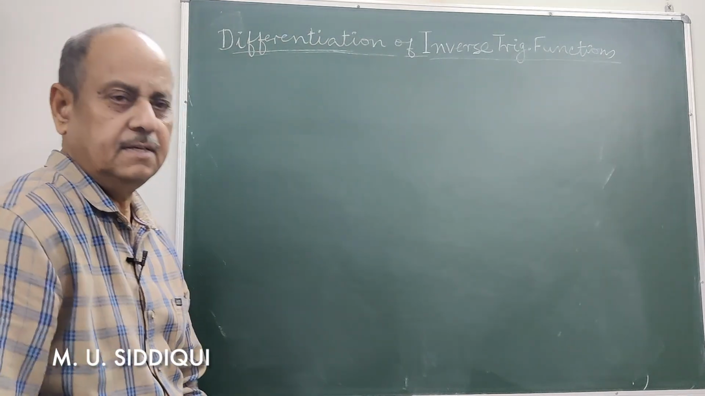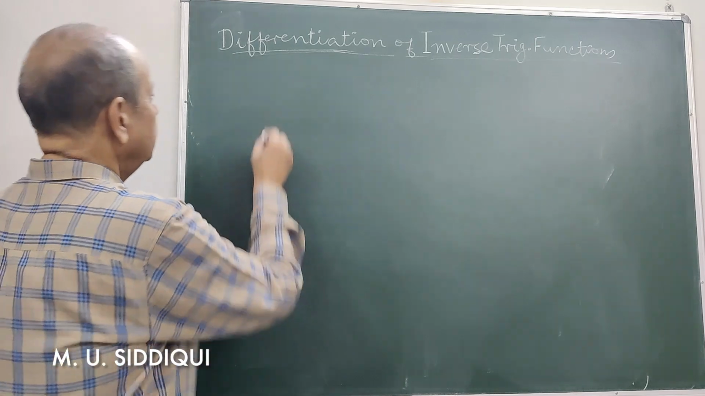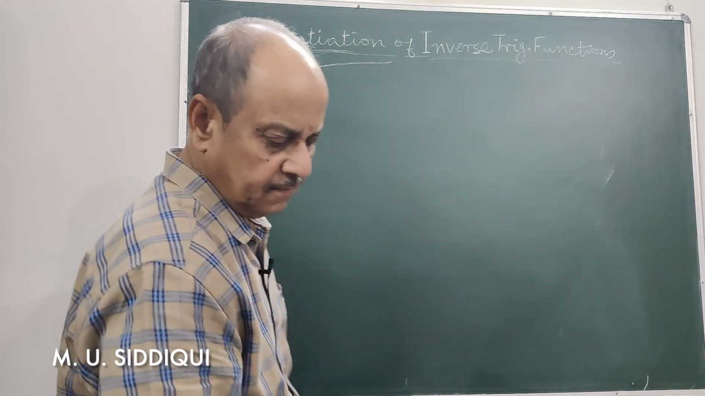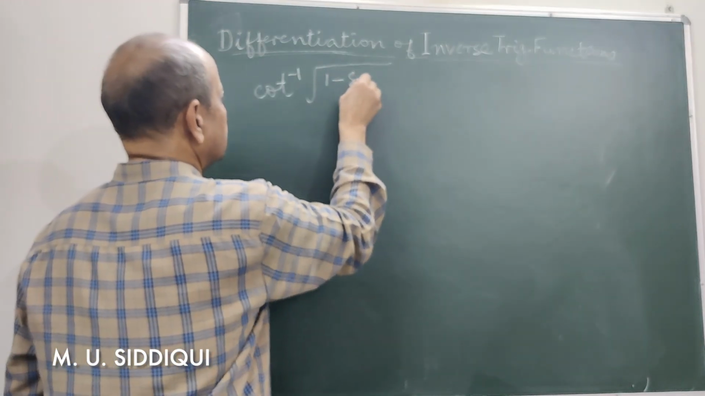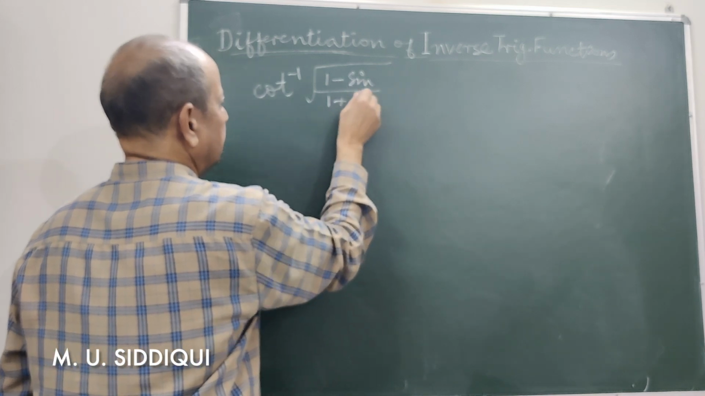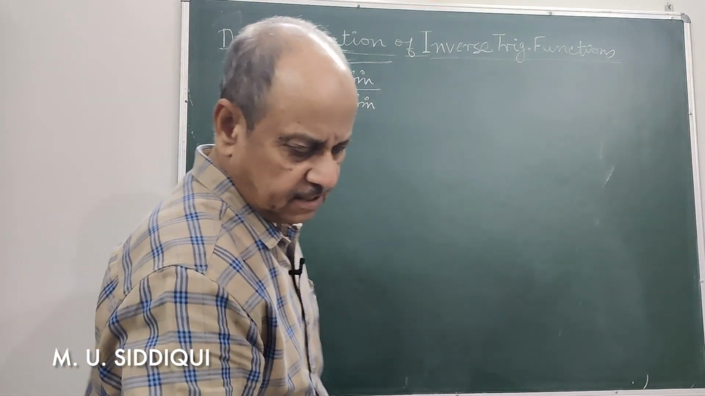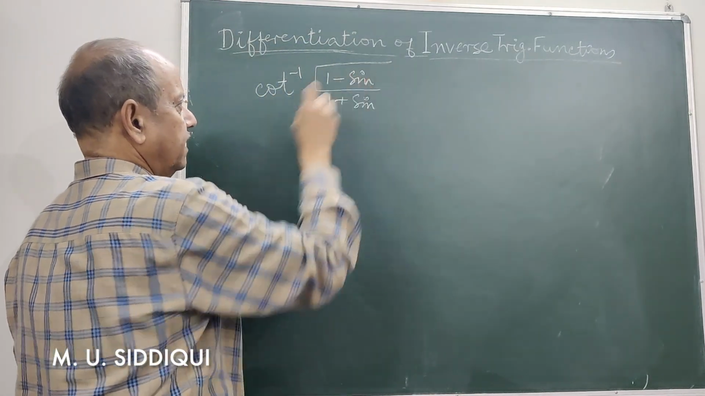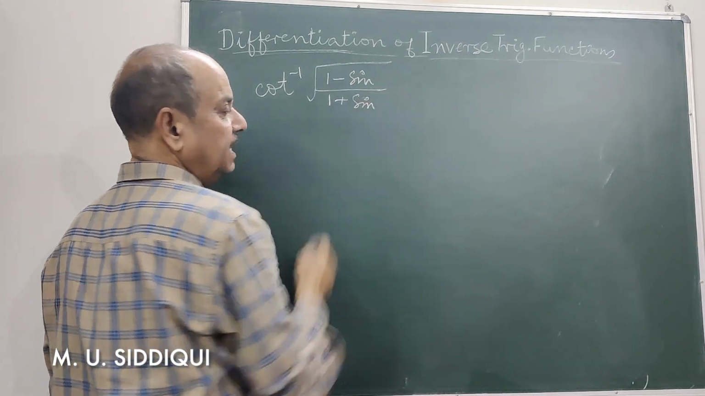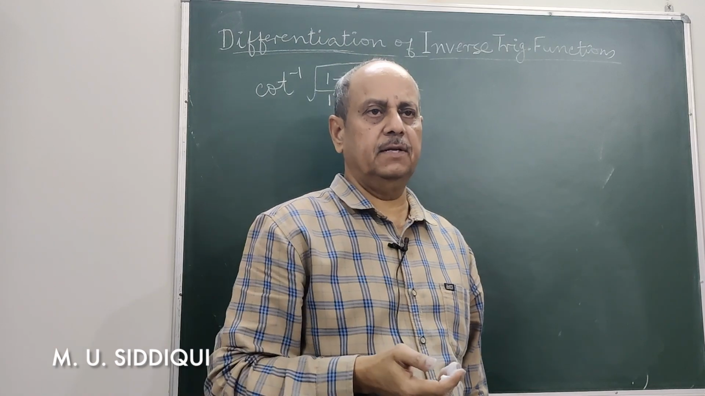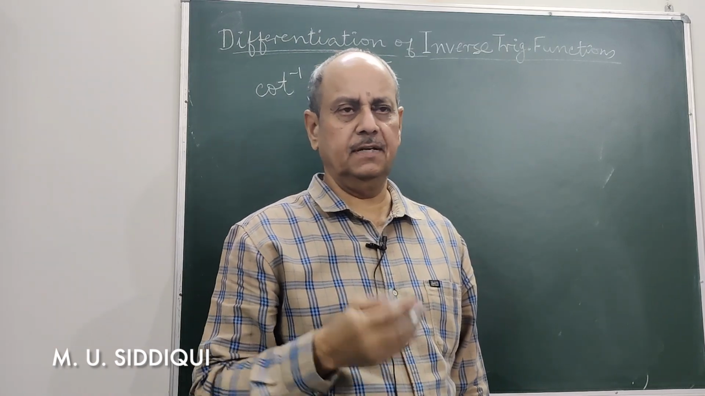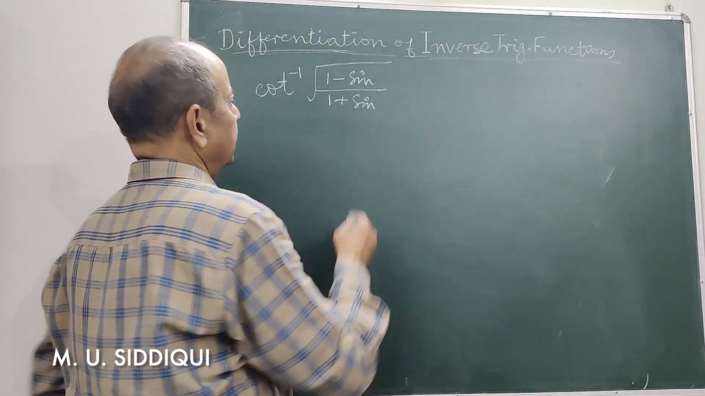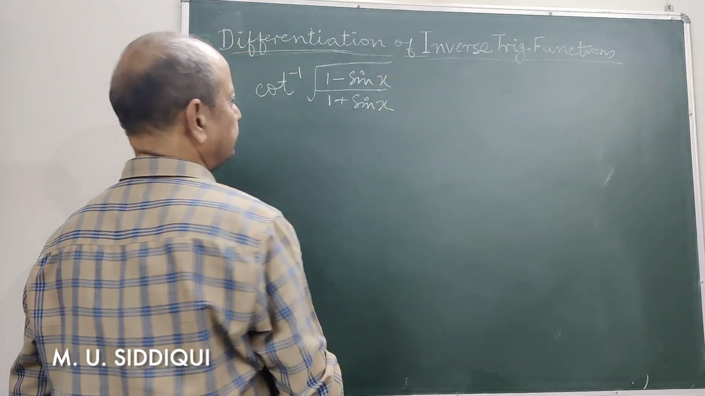Sometimes your expression is not as simple or as direct as it was. This expression, another question I am taking cot inverse of, once again this is the square root sign, and inside the root it is 1 minus sine and 1 plus sine of a certain angle. The point is, this is not cos, because with cos you have the benefit that cos 2x is 2 cos square x minus 1. In this case it is sine. The question is given in this form.